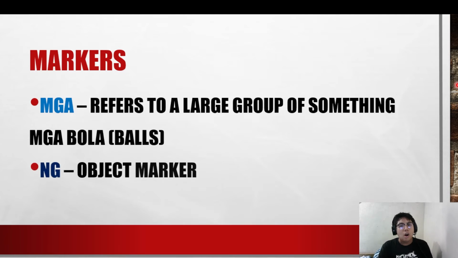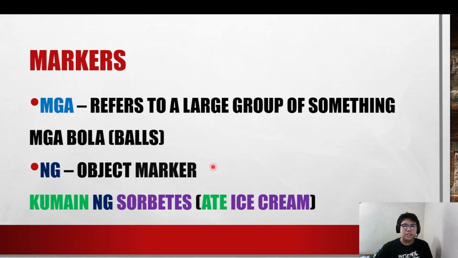Ng is an object marker. An object marker, for those who don't know, is a marker in a sentence that marks the thing, either a living thing or a non-living thing that receives the action. So, for example, kumain ng sorbetes. What did you do? Kumain. To whom or to what did you do that action to? Sorbetes.